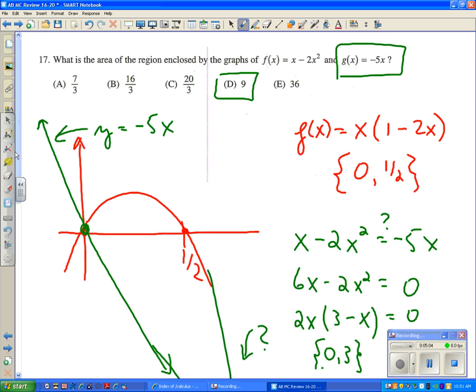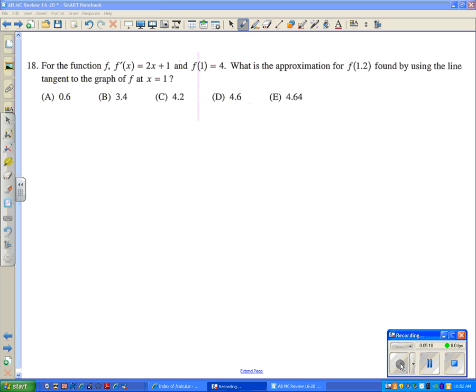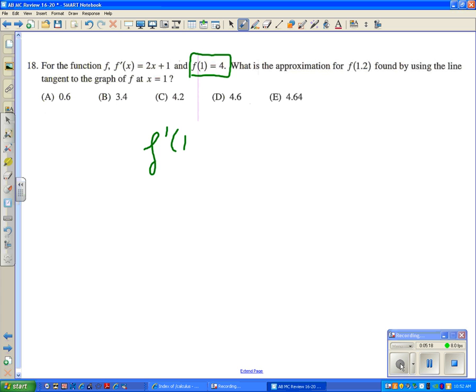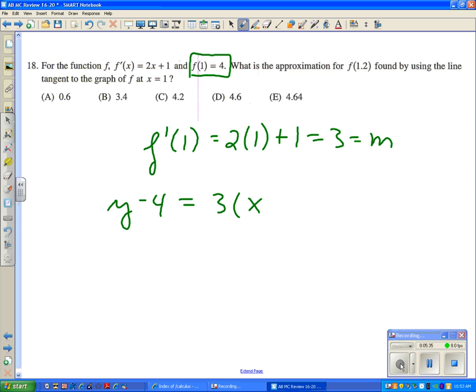That one's pretty rough to do quickly. This is a linear approximation problem. At the position 1, 4, we can find the slope. That is to say, when we put 1 in our slope generator, we get 2 times 1 plus 1, or a slope of 3. So our linear approximator is y minus the 1y we know equals 3, the slope, times the quantity x minus the 1x we know, or y equals 3x minus 3 plus 4, 3x plus 1.